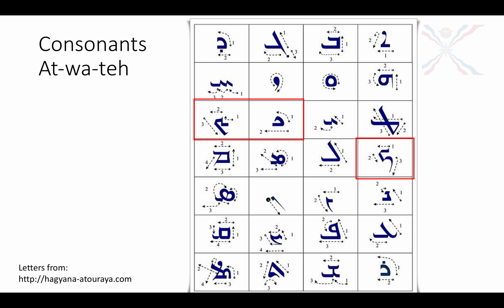In this lesson of Conversational Assyrian, we're going to take a quick look at reading and writing and the letters. While this isn't typically part of the course, I have had students ask me to give them a quick summary of the letters and vowels and how things are used. So here we have the consonants, also known as At-wa-teh.